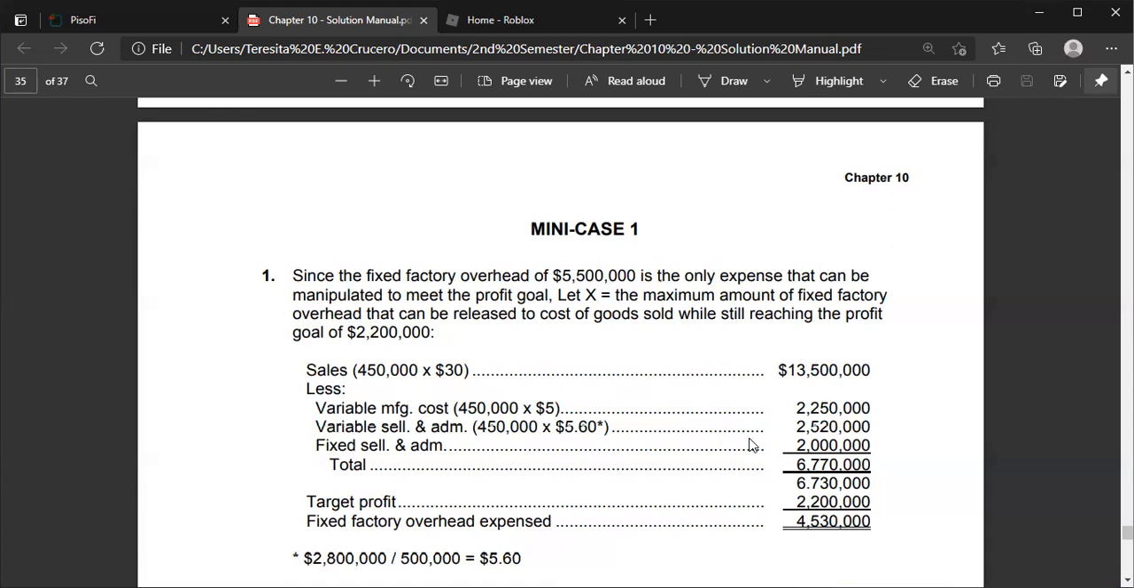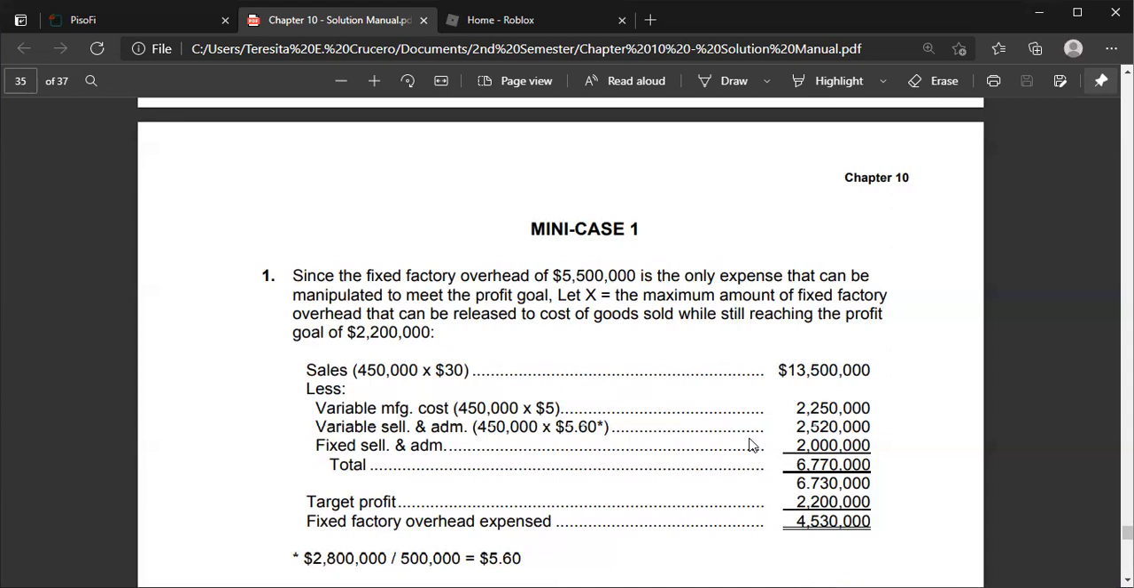Factory overhead fixed is the only expense that can be manipulated to meet the profit goal. Let S equal the maximum amount of fixed factory overhead that can be released to cost of goods sold while still reaching the profit goal of 2.2 million. Now we have sales, 450,000 units at 30. So we get the result for sales of 15 million divided by 500,000 units. So the selling price is 30.